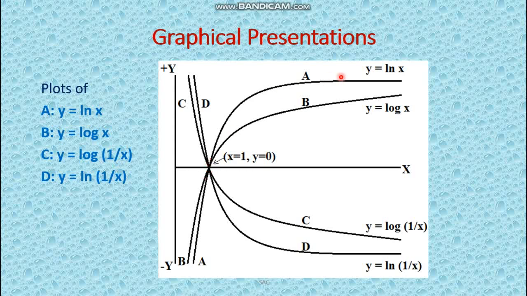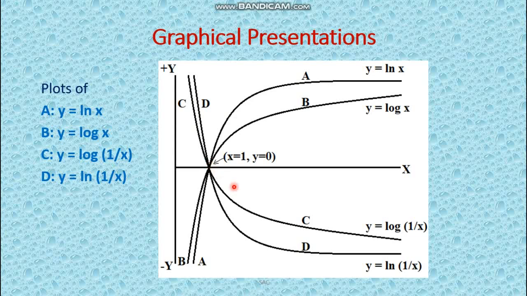Now look, this curve is the logarithmic curve A, representing y equal to ln x. Now B, y equal to log x. We know that ln x is 2.303 log x, so ln x should always be greater than log x. Similarly, log 1 by x and ln 1 by x are the mirror images of these two curves. So the mirror image of B is C and the mirror image of A is D.